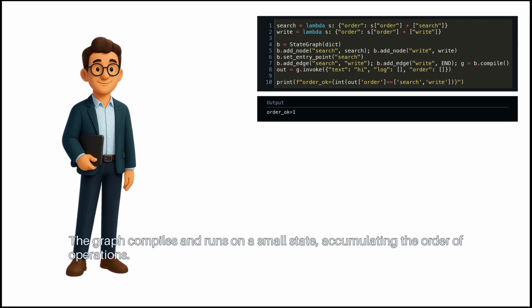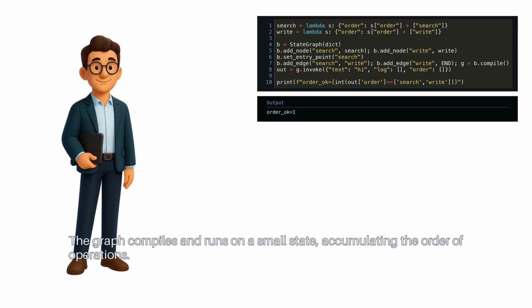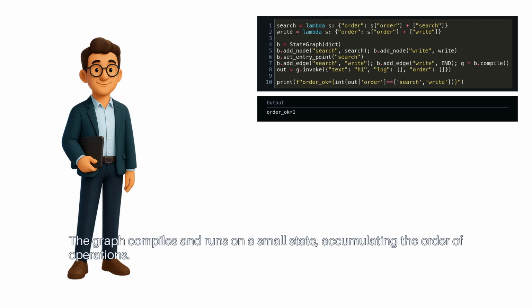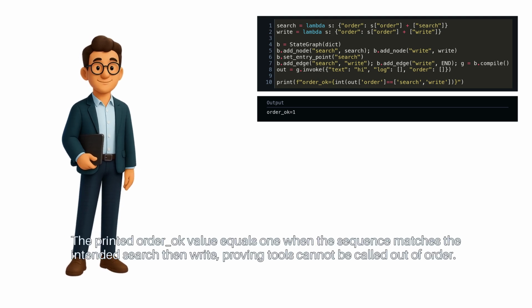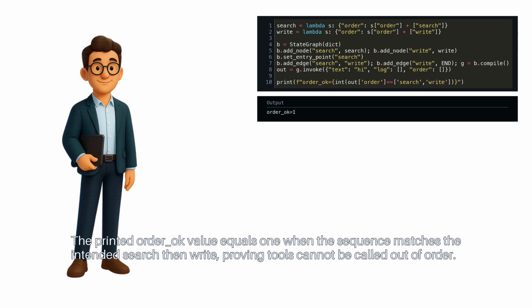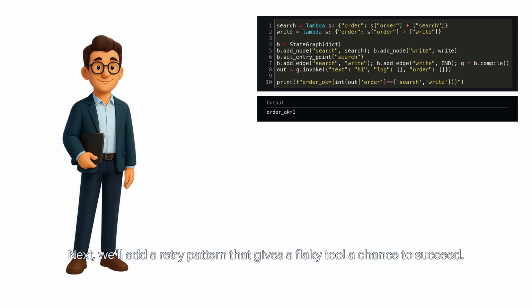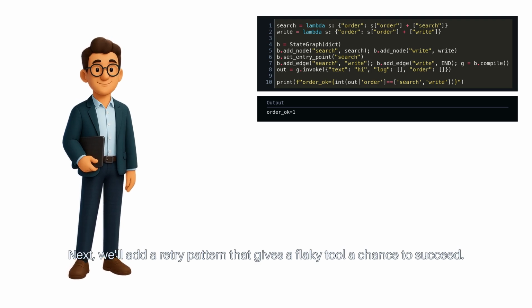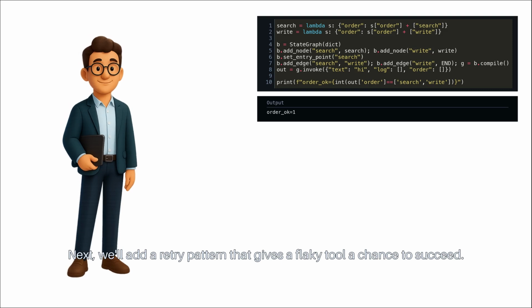The graph compiles and runs on a small state, accumulating the order of operations. The printed order OK value equals 1 when the sequence matches the intended search, then write, proving tools cannot be called out of order. Next, we'll add a retry pattern that gives a flaky tool a chance to succeed.